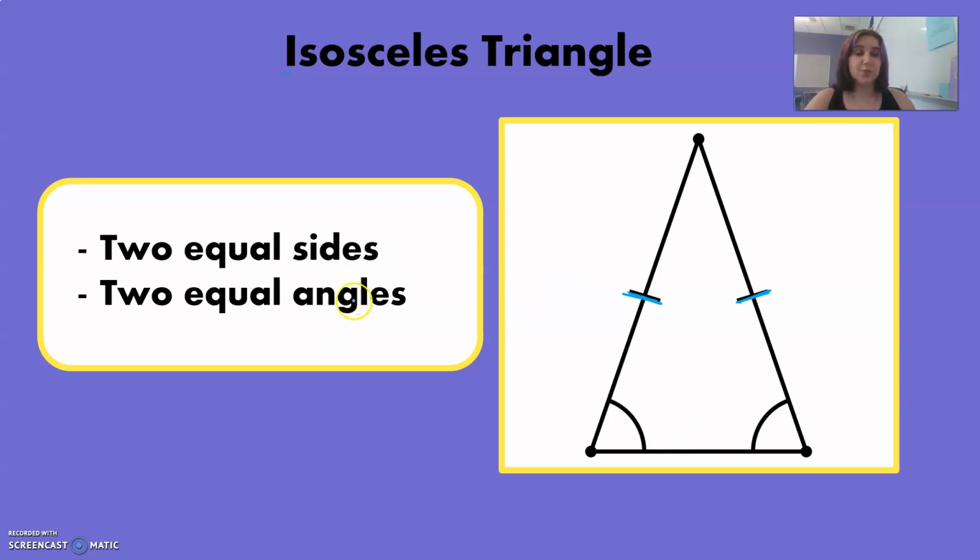An isosceles triangle will also always have two equal angles. So here there's a marking for one angle and then a marking for another. And these marks also tell us that these are equal. There's one line here and one line here, and that tells me that these two angles are equal.